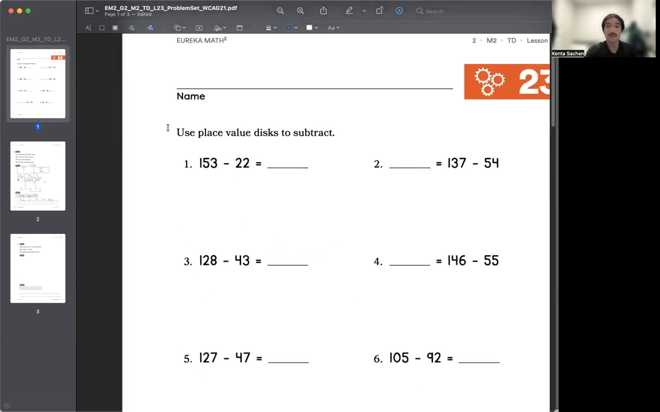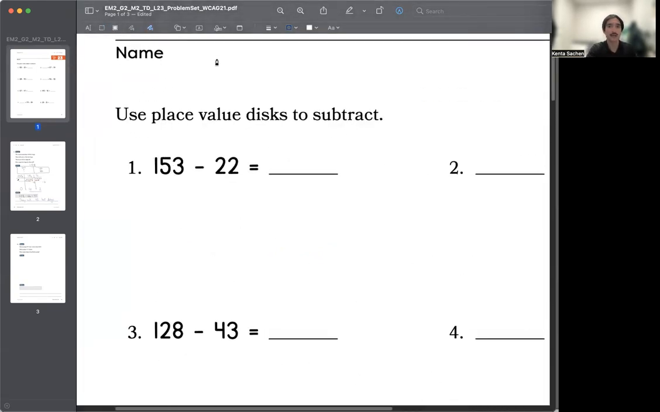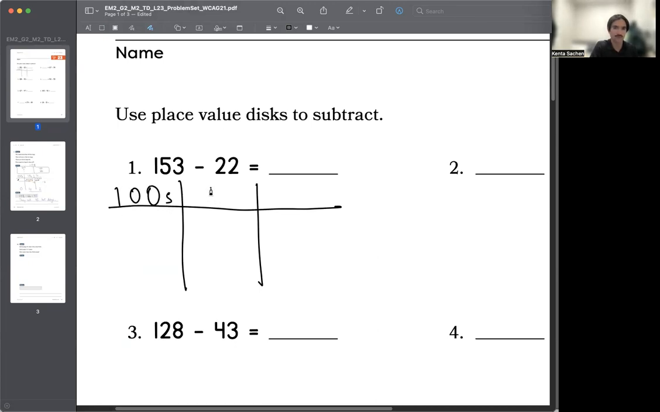So in the problems on the first page, right on page 191, there's not a lot of space. So if you need to get a second piece of paper to do your work on, that's great too, right? But just like we did, you're going to set up your place value chart, right? Hundreds, tens, and ones. And then draw in your first number, 150, 3. And then you're going to subtract your 2 ones and your 2 tens.